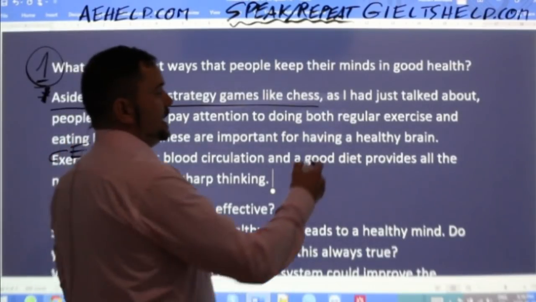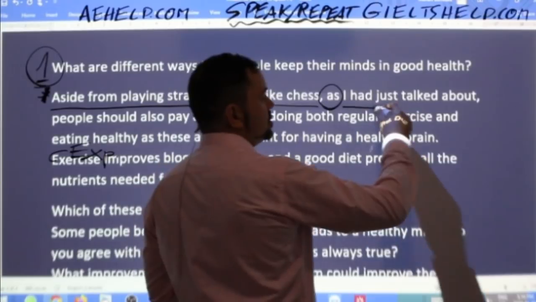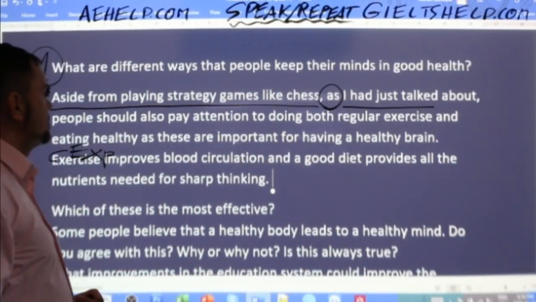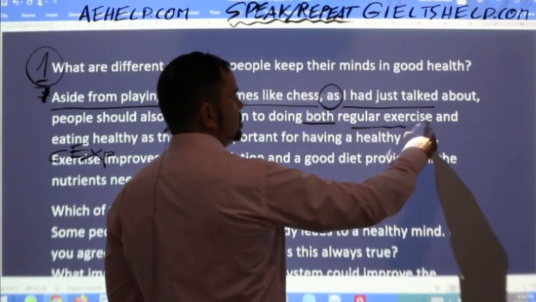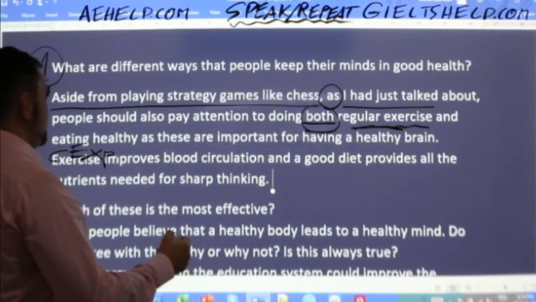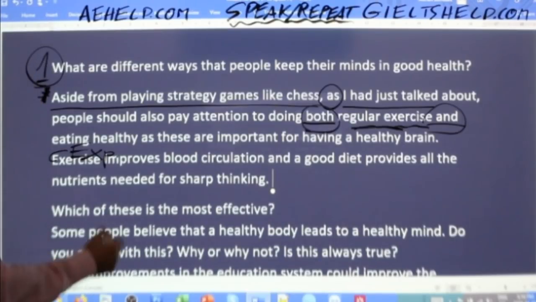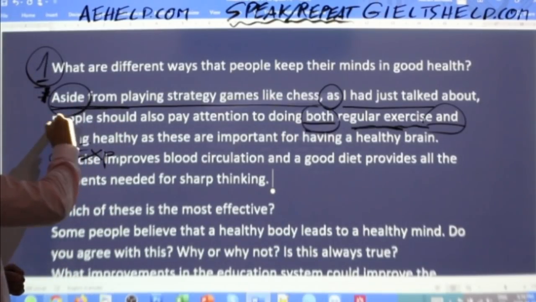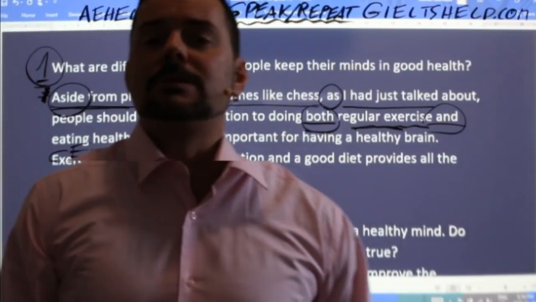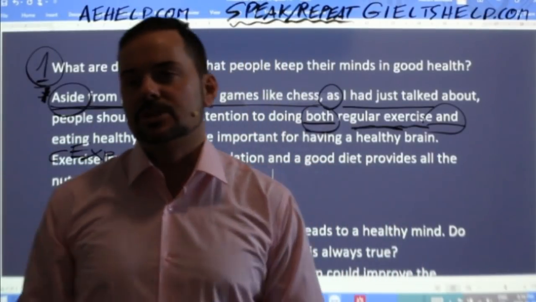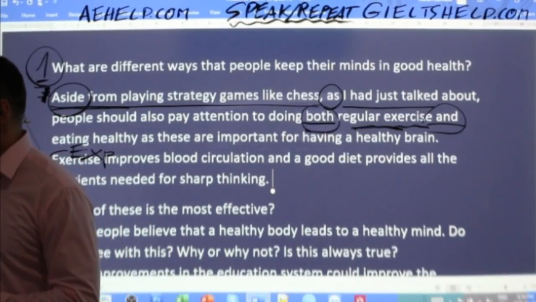You're using complex grammar. You're using a coordinating conjunction. I had just talked. You're using a past perfect, okay, to doing both regular exercise, both, and you're using a correlative conjunction. Aside from playing, using aside is a subordinating conjunction. So this is a truly complex, coherent, natural high-level response, okay? That's what you want to work towards as you improve your English and communication skills.